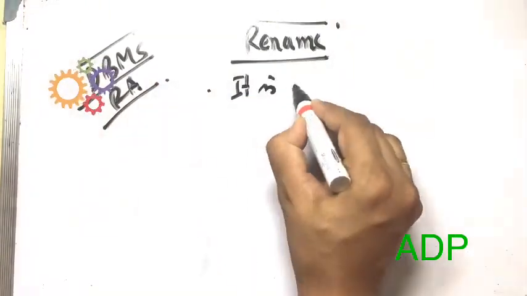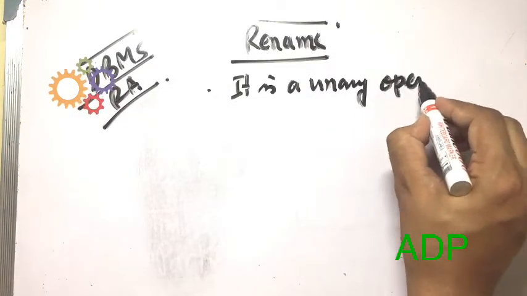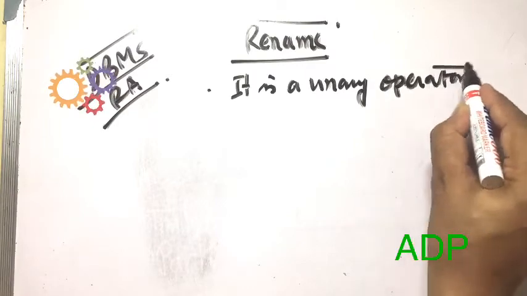It is a unary operator. Why is it a unary operator? Because it requires only one relation. It is a unary operator.